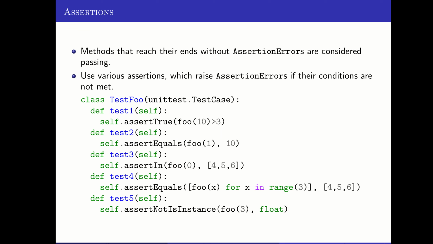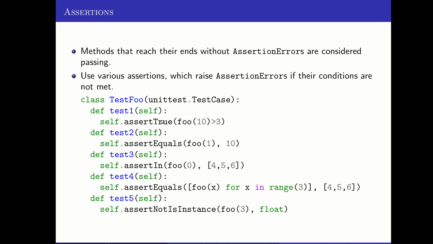When methods reach their end without any assertion error being raised or any other error that's not handled, then they're considered to pass in terms of the test passing. We can use various different kinds of assertions that, if they fail, will raise assertion errors, and those belong to the test case class. So we say self dot because these are being inherited from the test case class in the class that we're writing here.